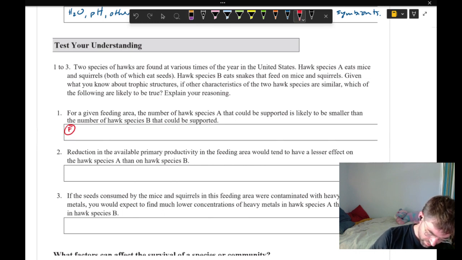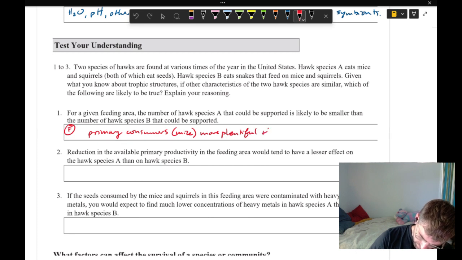How do I want to say that? Primary consumers, mice, more plentiful than secondary consumers, snake.